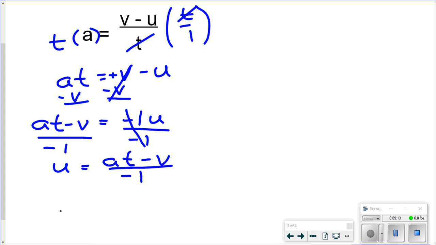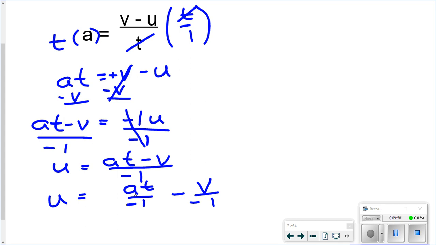She said negative AT plus V. This can be simplified. Anything over 1 can be simplified, right? But we need to deal with this negative sign. So here's how you can think of this. This can be rewritten as negative AT over 1 minus V over negative 1. Let me put this negative sign down here because this will make more sense to you probably. So all I did was split this apart, right? So I put the negative 1 under the AT and the negative 1 under the V.